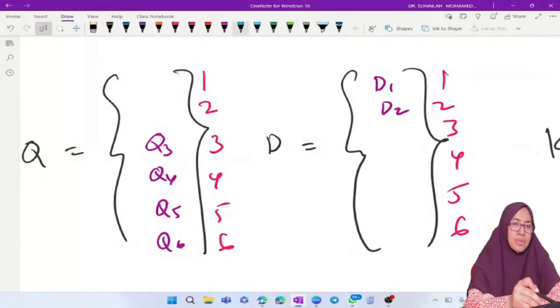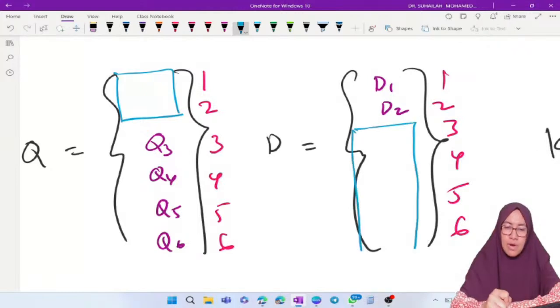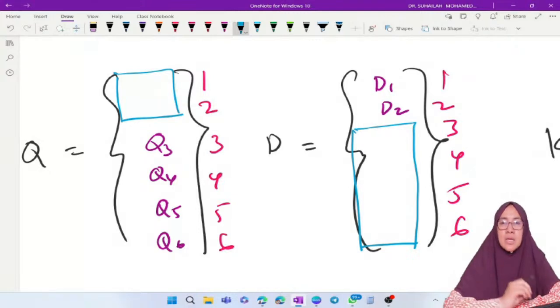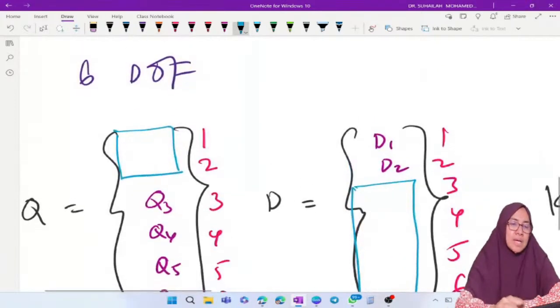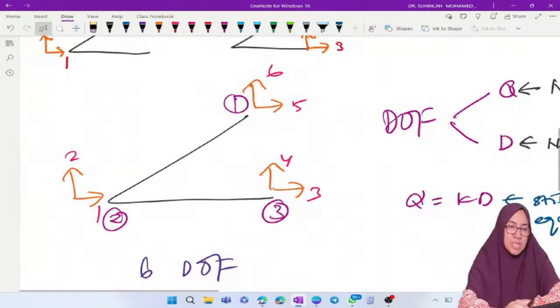Okay, we have to put the value for Q1 and Q2, and we also have to put the value for D1 until D6. In order to do that, we have to understand the physical meaning of Q and D. So look back at this.